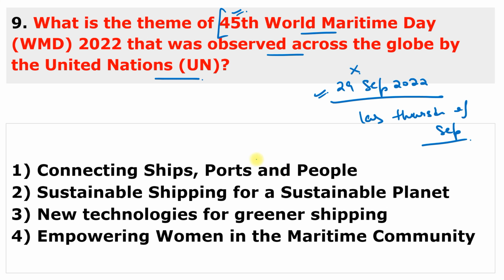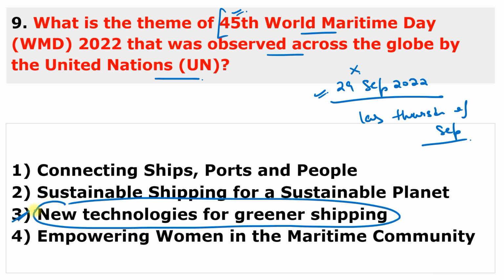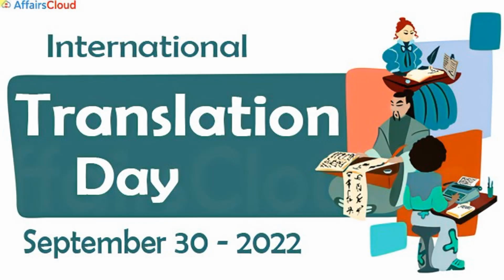That's why it is celebrated on 29th. And the theme was new technologies for greener shipping. So answer of this question is 3. So remember, this is 45th World Maritime Day 2022, which was observed across the globe by the United Nations on 29th of September 2022, which is annually celebrated on the last Thursday of September. And the theme of this year was new technology for greener shipping. And the first ever World Maritime Day was observed in the year 1978 to mark the establishment of the first convention of International Maritime Organization in the year 1958.